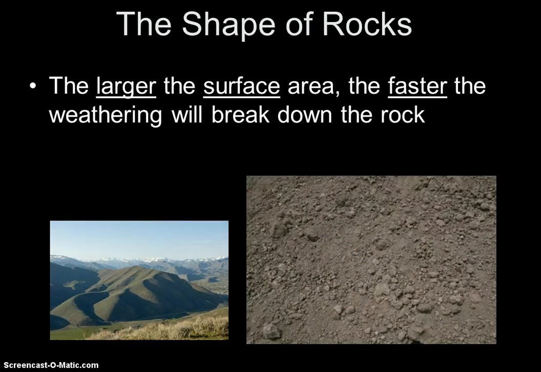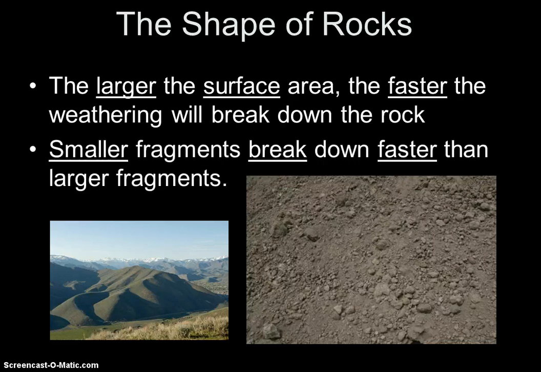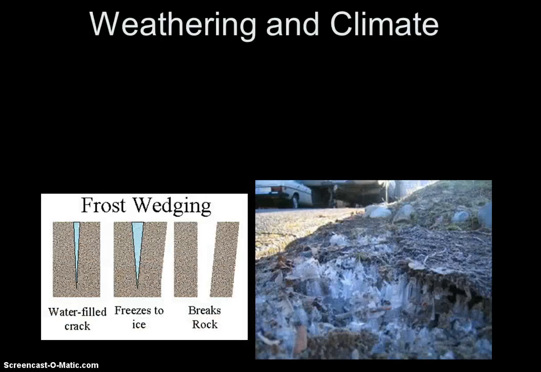Now the shape of the rock can also affect the way that it is eroding. If you have a large surface area, the faster the weathering is going to break down the rock, because there's more surface there to break down and being exposed. Also, smaller fragments can break down faster than larger fragments. So as rock starts breaking down, it's easier for the smaller pieces to continue breaking down. We also have weather and climate affect the rate of weathering. So it creates a differential weathering.